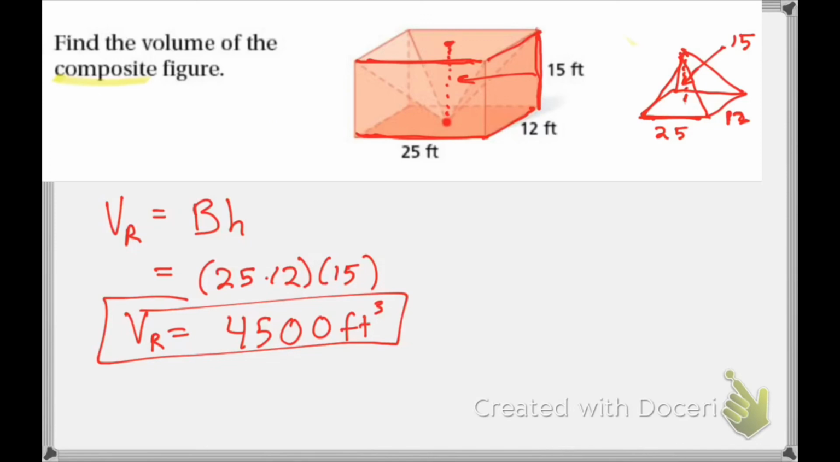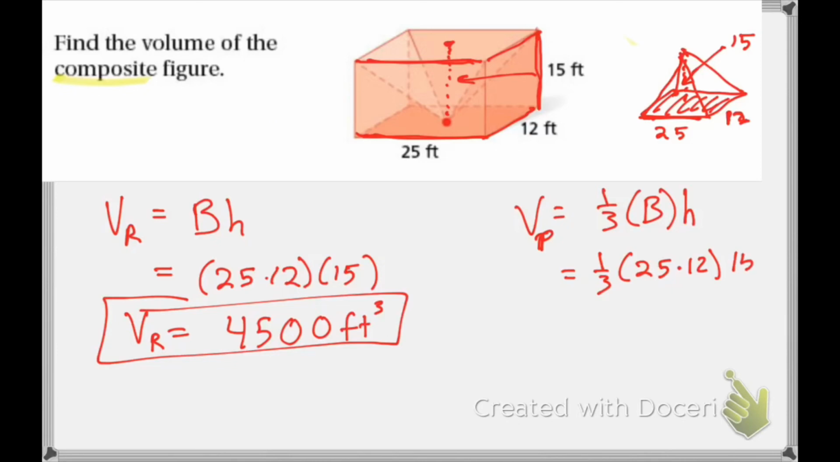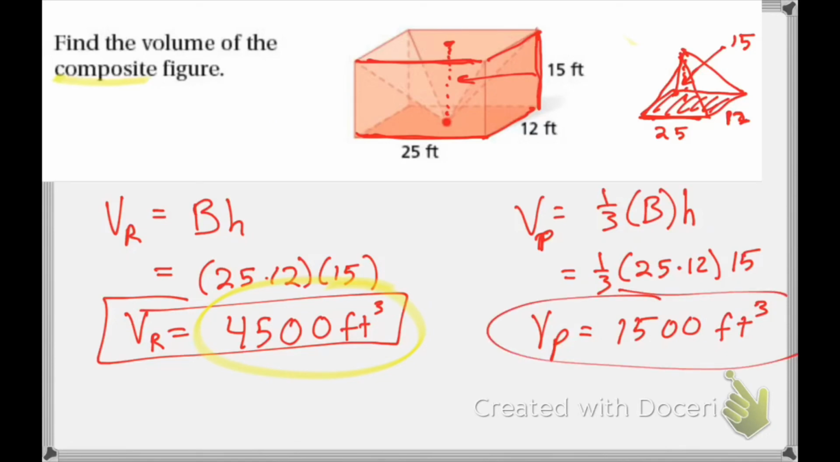So what we're going to do now is calculate the volume of the pyramid. Volume of the pyramid is equal to 1/3 area of the base times the height. So we get 1/3. What's the area of this base? It's 25 times 12, and the height is 15. So really, all we're going to do is take this and divide by 3. And that gives me the volume of the pyramid as 1,500 feet cubed.